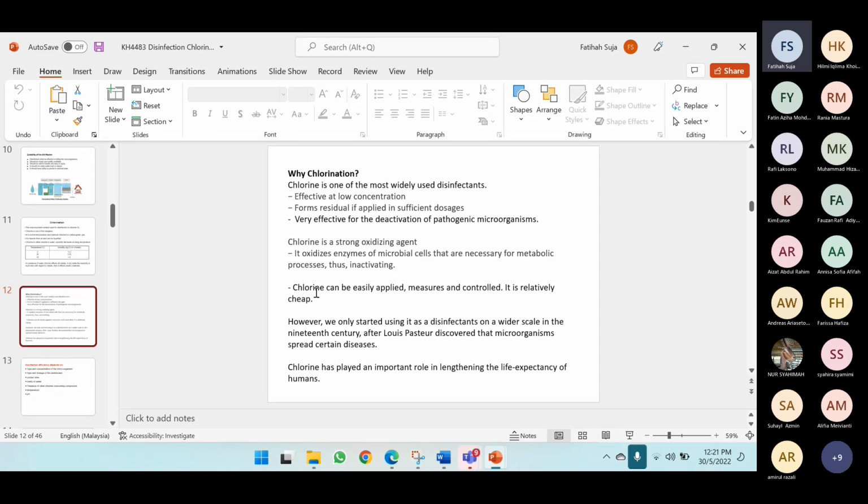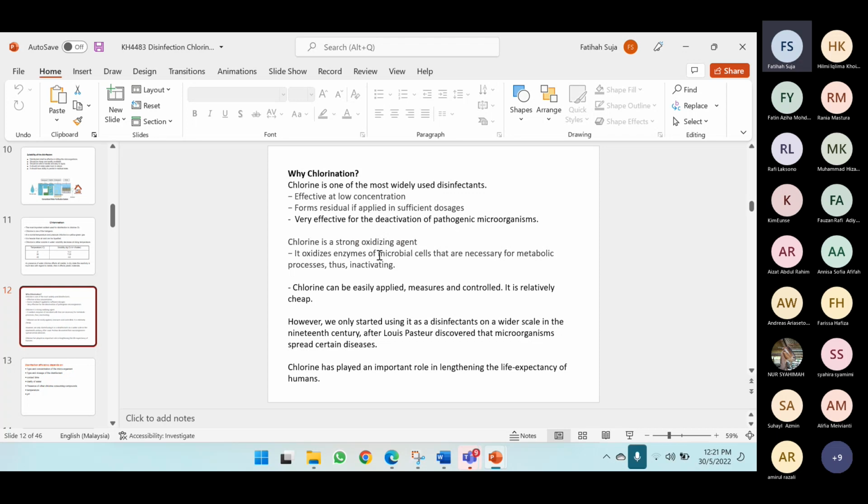So why is chlorine chosen? Chlorine is one of the most widely used disinfectants, and it is effective at low concentration, forms residual if applied in sufficient dosages, and is very effective for the deactivation of pathogenic microorganisms. Chlorine is a strong oxidizing agent. It oxidizes enzymes of microbial cells that are necessary for metabolic processes, thus inactivating the microbial cells.